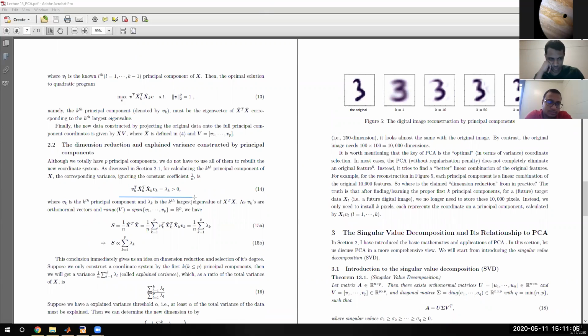This part is actually the variance, again ignoring the constant coefficient of 1 over n. So this is actually the variance corresponding to the kth principal component. In other words, this is the variance contributed in the kth coordinate of the new system, right?